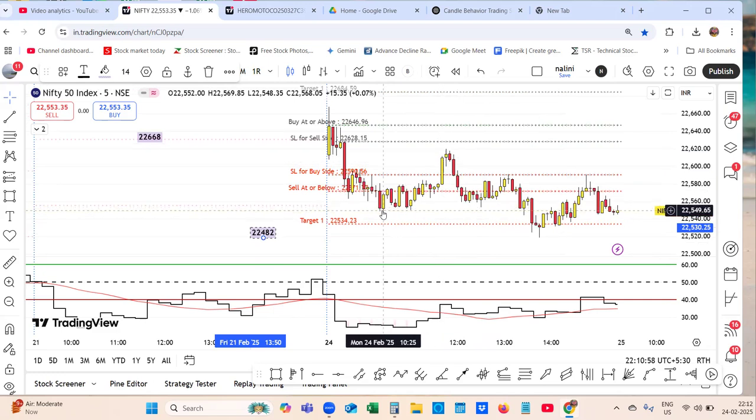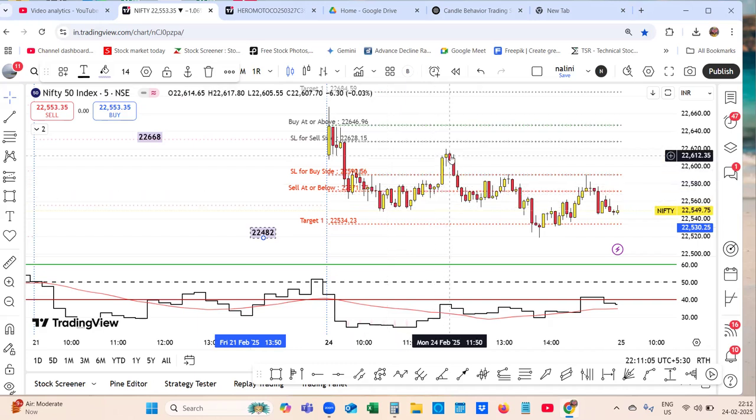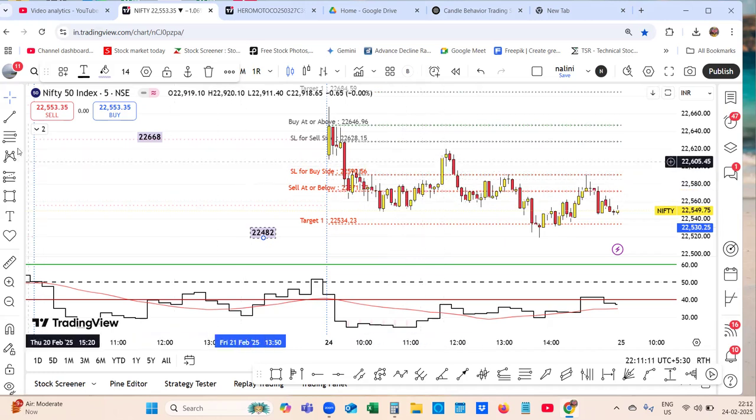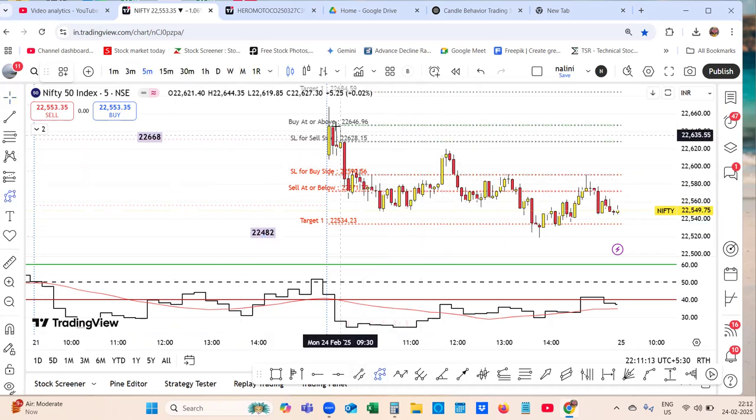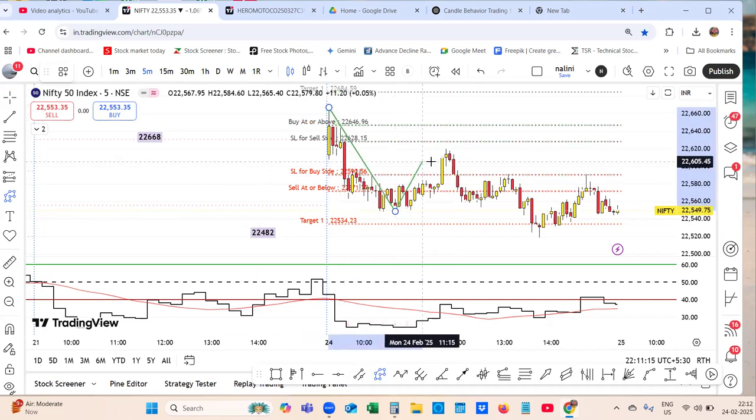If you do not know this level, you would have taken a buy trade in the opposite direction. This is not the trade actually. You need not take this trade because it is a sell trade. This is an intermittent level.